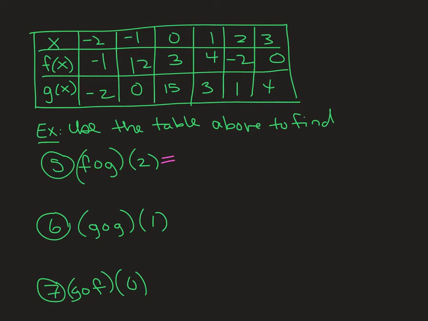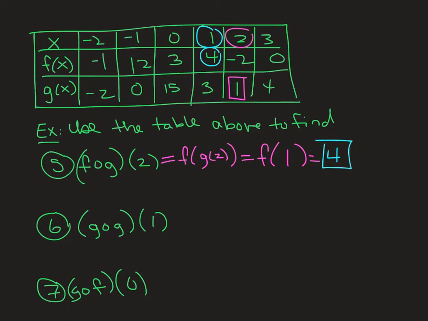For number 5, we are going to start by rewriting this as f of g of 2. What you're going to look at in the table is the column where x equals 2. You want to see what the value of g for that one is, and it is going to be 1. So the stuff in the parentheses is now just 1. Then you're going to do f of 1. You'll notice that we have this column where x equals 1. f of 1 is going to be 4. So that's my answer for that one.